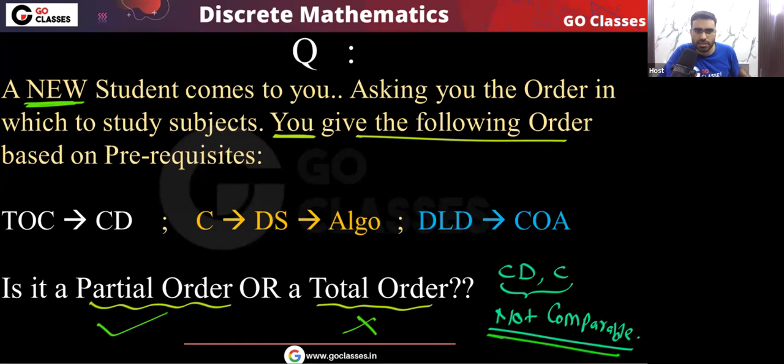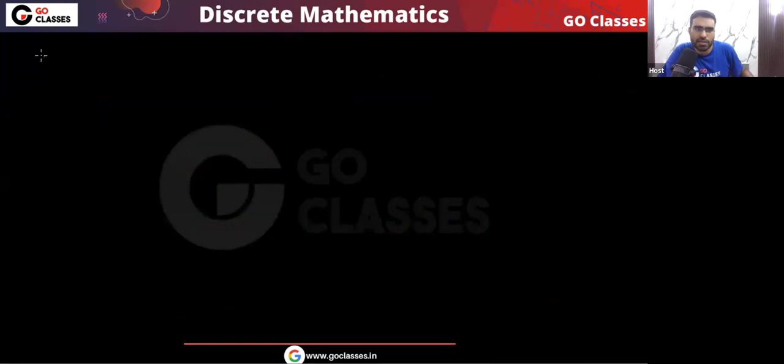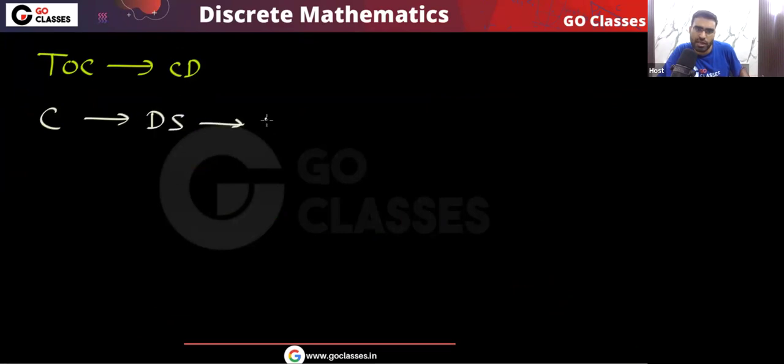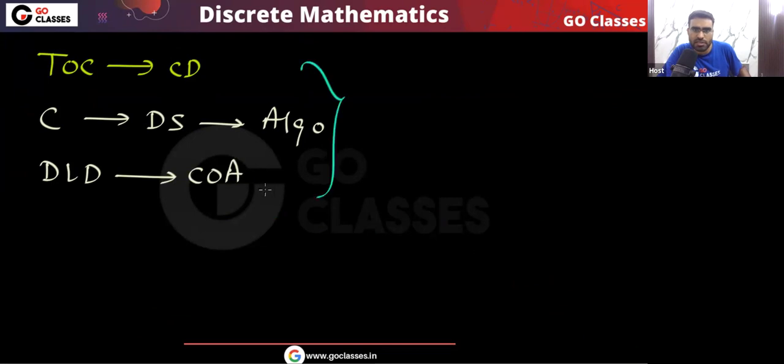Is this clear? So very simple. I can say that if I give you this order, that before compiler design you should study theory of computation, before data structure you should study C, and before algorithm you should study data structure, and digital logic design you should do before computer organization, now this is a partial order.